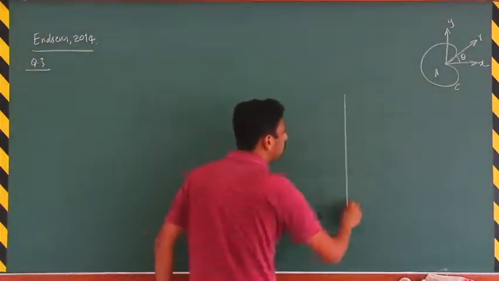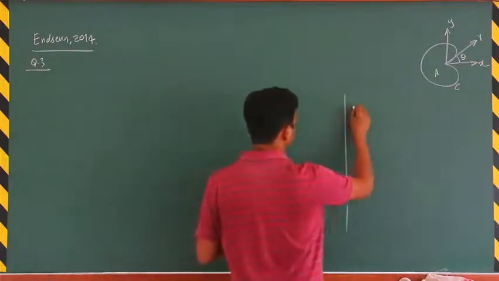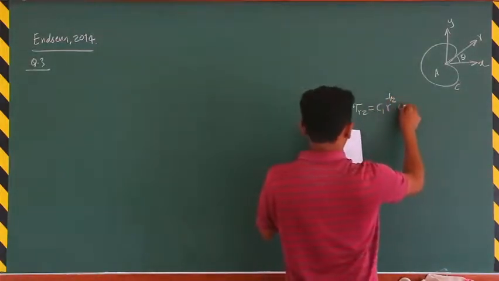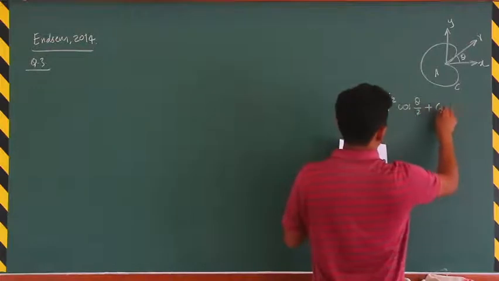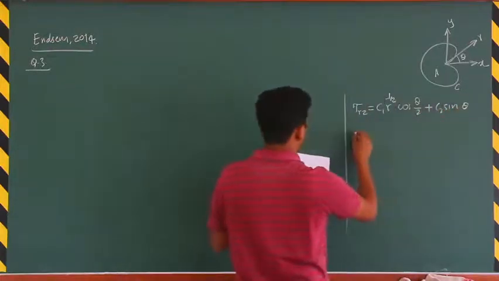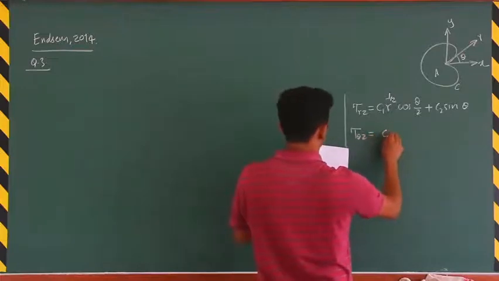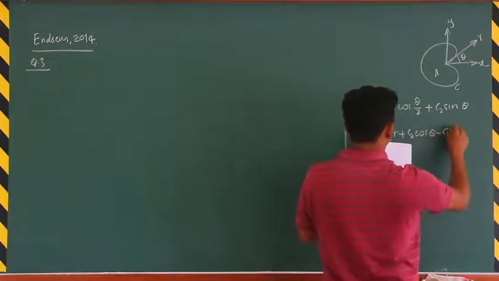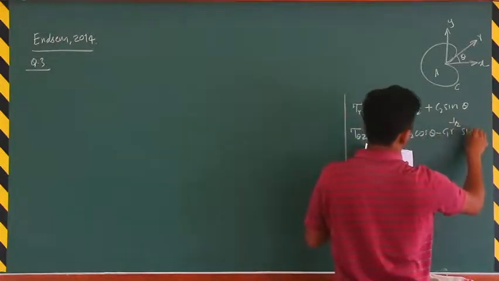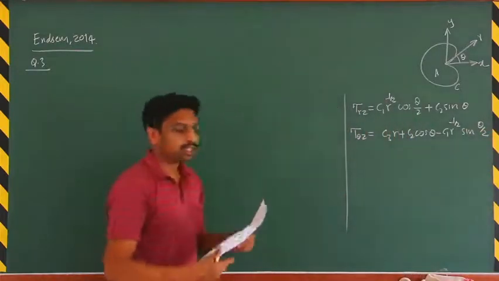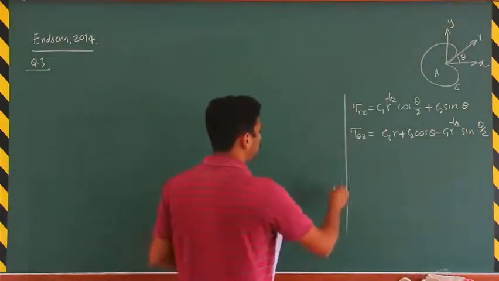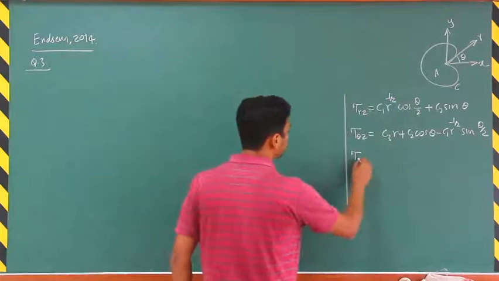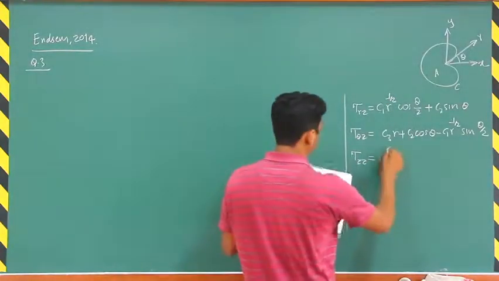So let's first write the stress components for this particular problem. Tau Rz is given by C1 r to the power minus half cos theta by 2 plus C2 sin theta. Tau theta z is given by C3 r plus C2 cos theta minus C1 r to the power minus half sin theta by 2. And as this is subjected to moment about the x-axis, we have an additional stress component tau z, which is given by C4 times r sin theta.